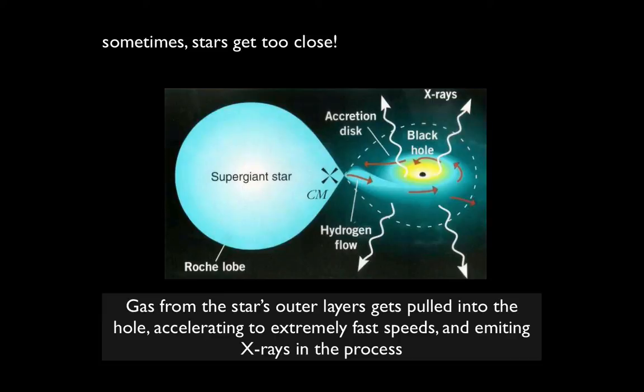This is an artist's impression, of course, but this is what we believe happens in these things. So you have a star, that star feels the attraction towards the black hole, and some of the material sort of funnels into it through an accretion disk, and as the material gets accelerated towards the black hole, it starts emitting X-rays.